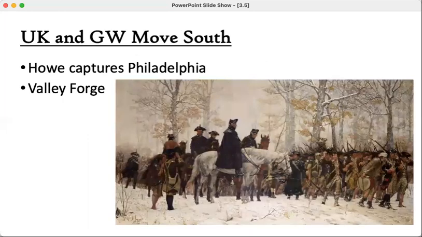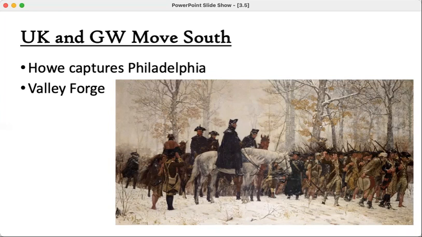Meanwhile, back in the United States, General Howe captures Philadelphia, and it's the long winter of Valley Forge. Supply lines collapse. Washington is desperately trying to keep the army alive. Literally, they are freezing to death. They are dying of smallpox and starvation. They are angry, they are deserting.